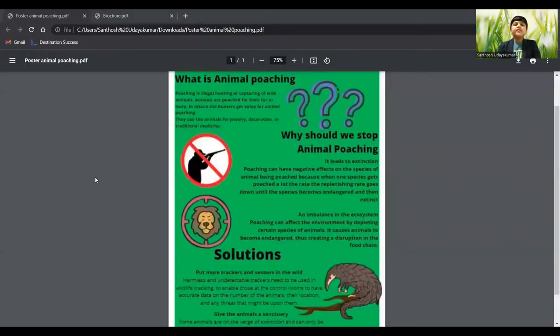Animal poaching is an illegal business where poachers subdue or kill animals for their natural resources. For example, poachers take African rhino horns and sell them to Asian countries like China and Vietnam. In those countries, the rhino horn is used for traditional medicine and also symbolizes wealth and prosperity.